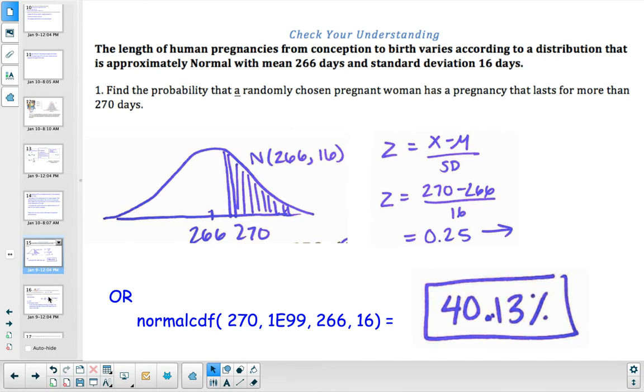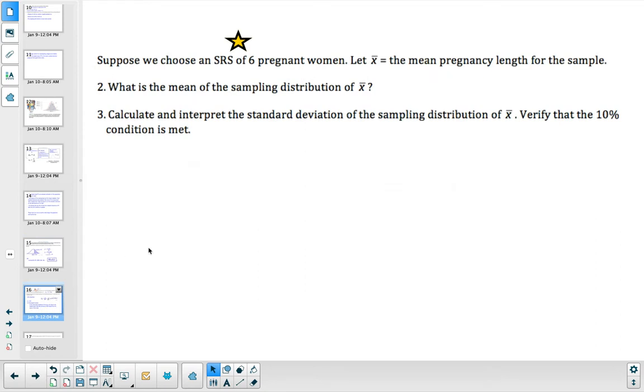But now let's look at the wording of number 2. Suppose we chose a simple random sample of 6 pregnant women. Let X bar equal the mean pregnancy length for the sample. What is the mean of the sampling distribution of X bar? So we learned how that's just the same as the mean of the population, which is 266. So even if we take samples of size 6 or size 10 and we take the average of all those averages, it's still going to be 266.